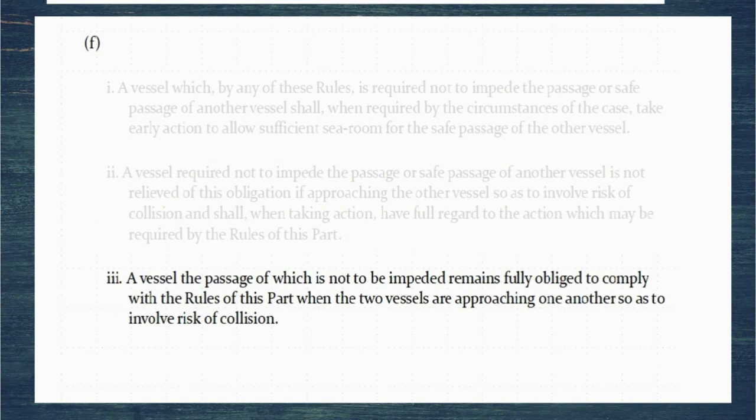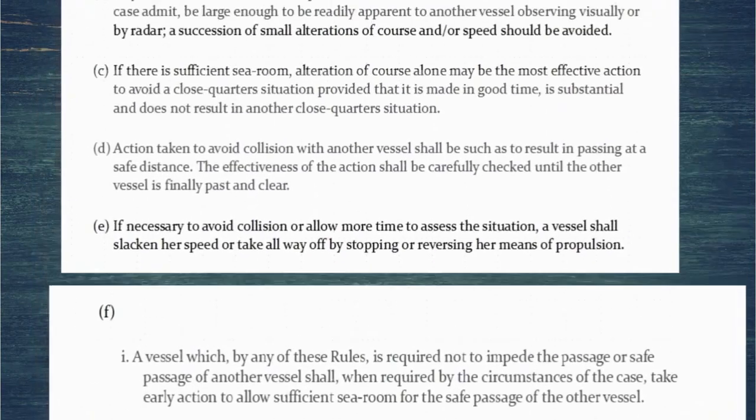A vessel, the passage of which is not to be impeded, remains fully obliged to comply with the rules of this part when the two vessels are approaching one another so as to involve risk of collision. So in our example, although the green vessel is meant to not impede the passage, the container ship remains fully obliged to comply with the rules of this part when they're approaching one another involving collision, which means it's still a crossing situation. The container vessel is still the give-way vessel, even though the green one should allow her sufficient sea room. And that brings us to the end of Rule 8.